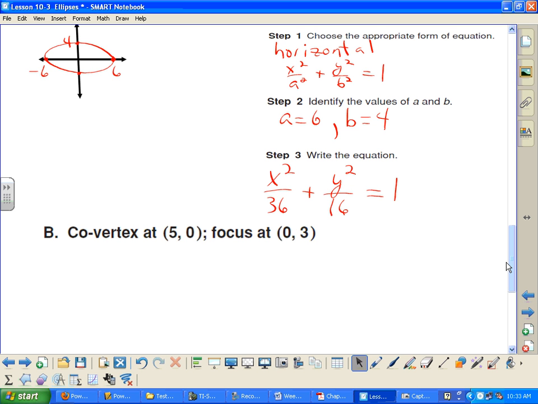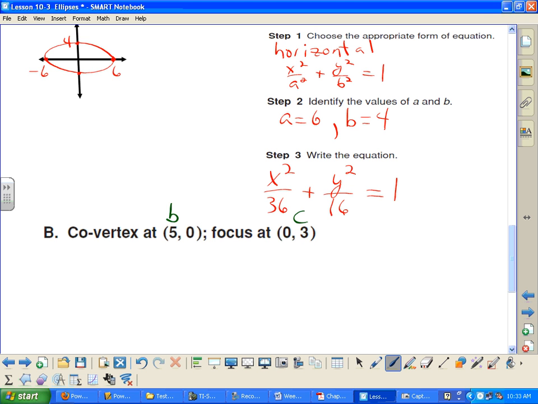Identify values of A and B, and then write the equation. Now, here's the thing. They tell me the covertex. Is that A, B, or C? B. Okay, so this is B. The focus relates to what? C. Okay, so that means we're going to need to find A.